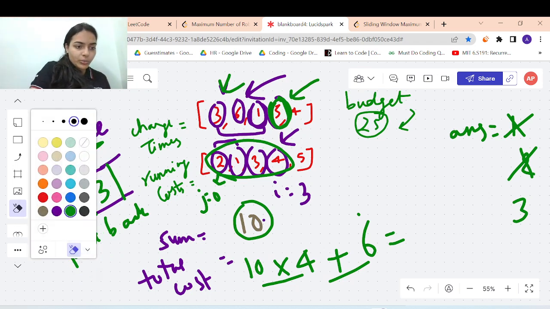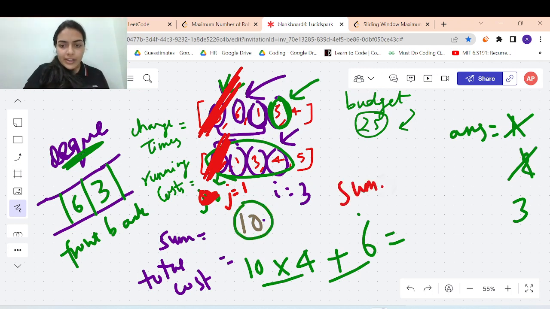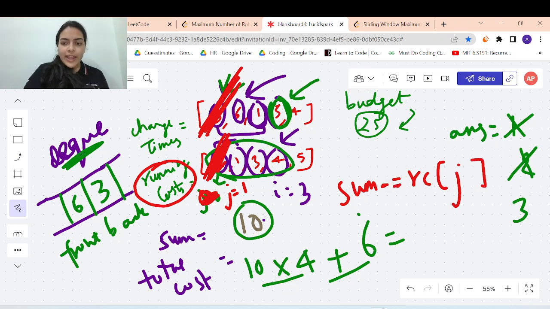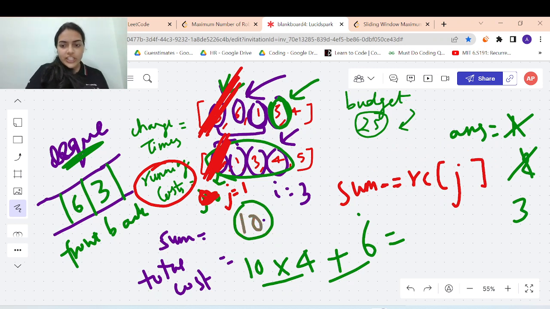How are you able to remove elements? We can only remove elements from this side, right? So we will remove this element. We will move our j pointer. j will become equal to 1. If you are removing an element, what will happen? Your sum will also change. So your sum, which is currently 10, what you can do, sum minus equals the running cost of j. Wherever your j was, that you can remove from the sum. So sum will change from 10.